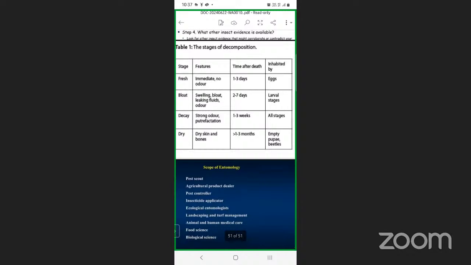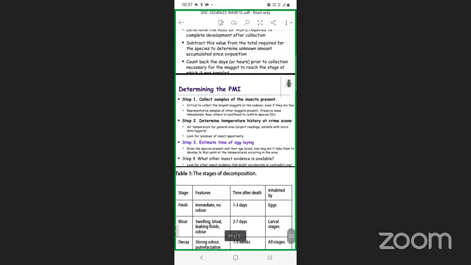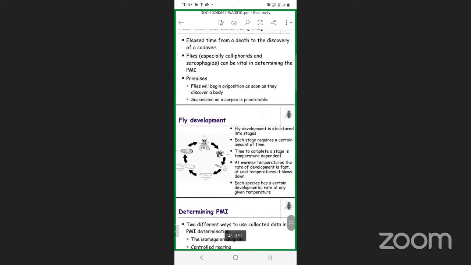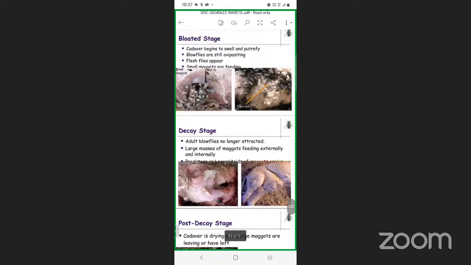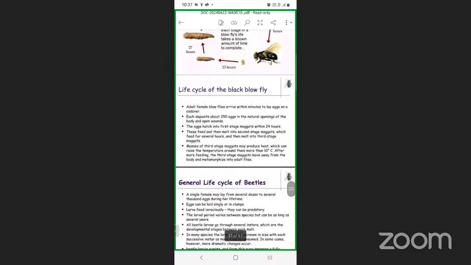So in studying entomology, the scope of entomology includes being a product dealer or a pest controller. A lot of pest controllers are being introduced into this.